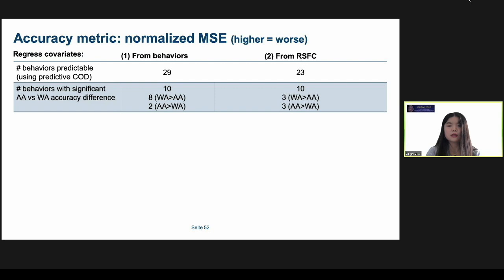Then we tried using MSE normalized by each race group's variance of behavior scores. Here we consider the same behaviors that were predictable using predictive COD. There were fewer behaviors with a significant difference in normalized MSE.